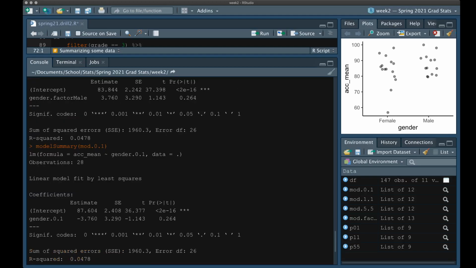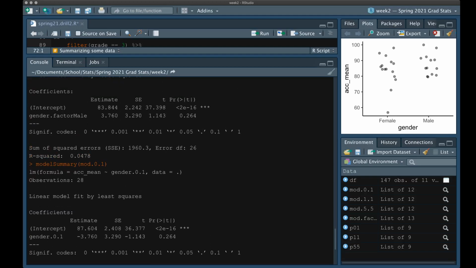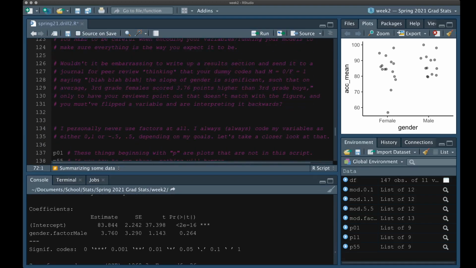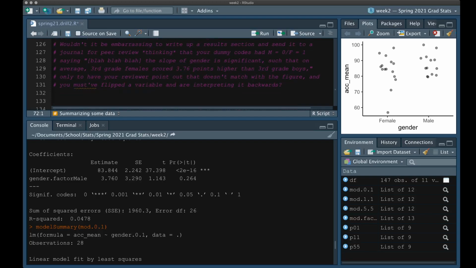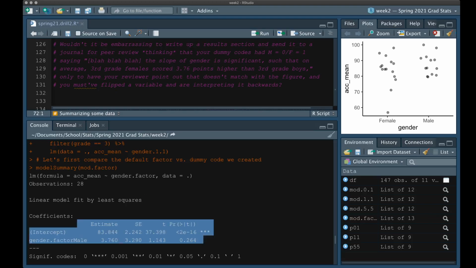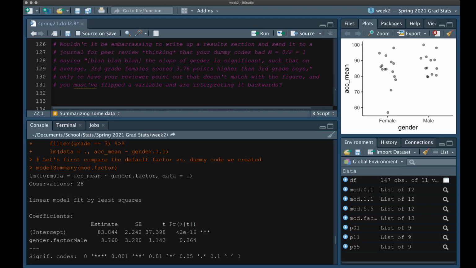So that's what I meant when I said it flips this effect, and you have to be careful when you're coding these things, because it could be rather embarrassing to write up a manuscript, send it off for review, and then have a reviewer catch that you say the slope of gender is significant, because you just ran it as this default factor, such that on average third grade females score 3.76 higher than third grade boys. But then when you look at your plot, you overlook the fact that that doesn't line up with what the data look like, and oh shoot, it just flipped around, and you're literally interpreting it backwards.